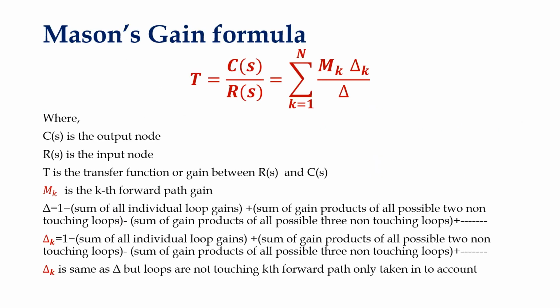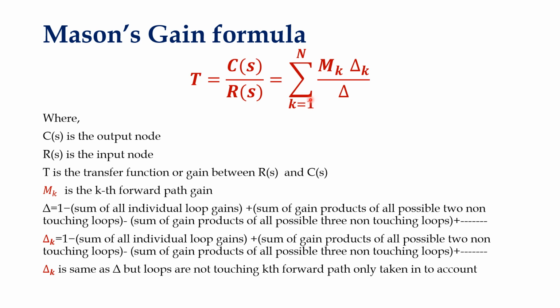Next, I am going to explain how to find out the transfer function. Here, the transfer function of any signal flow graph is found out by means of Mason's gain formula. So, what is Mason's gain formula? T is equal to C(s) divided by R(s). C(s) is the output, R(s) is the input. Summation k equal to 1 to N. Here N is the number of forward paths.